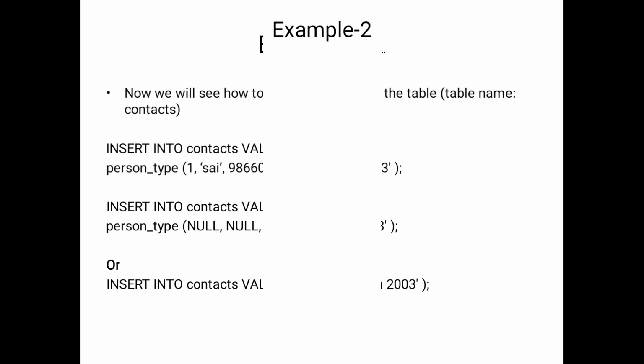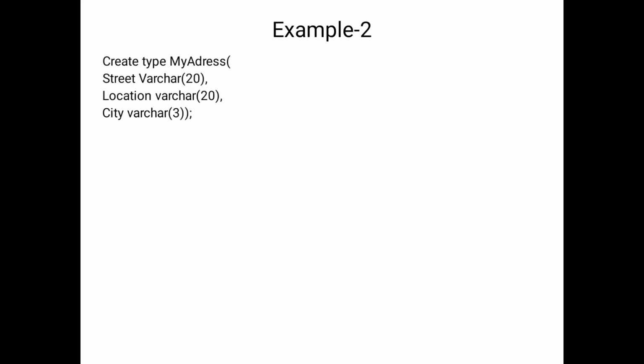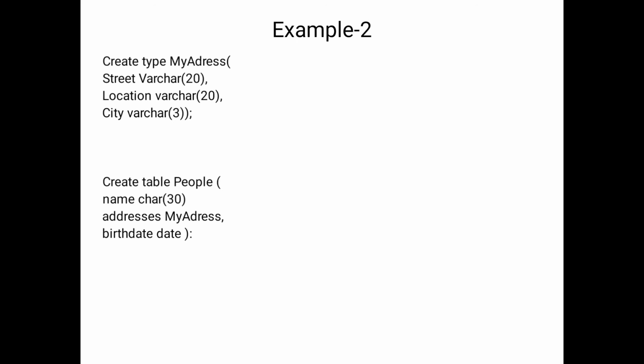Now we will see another example related to referential integrity, reference types, and object identity. Here please observe create type my address. That means this is the object. Here my address is the object with the fields street, location, city. Now we will see how to utilize those objects.